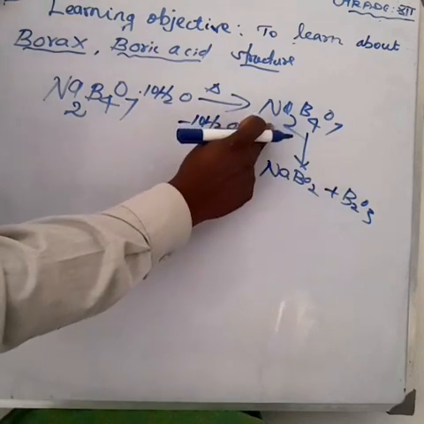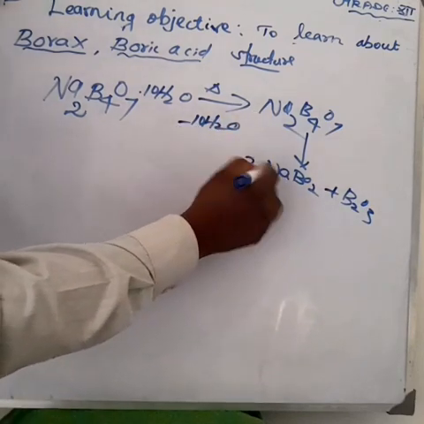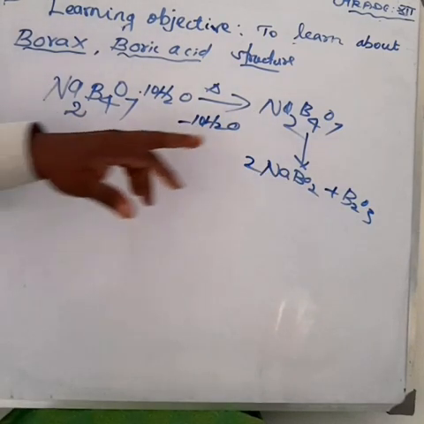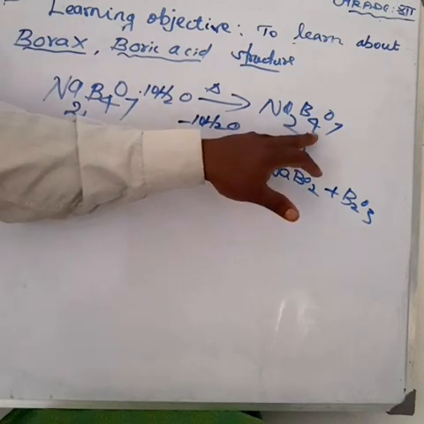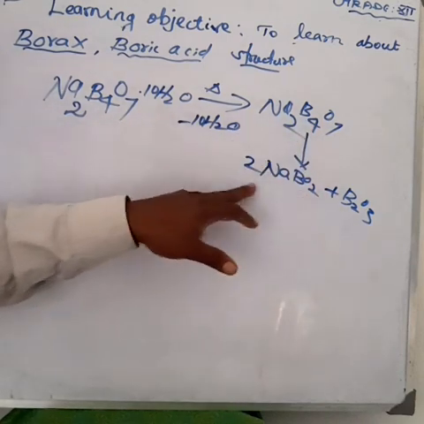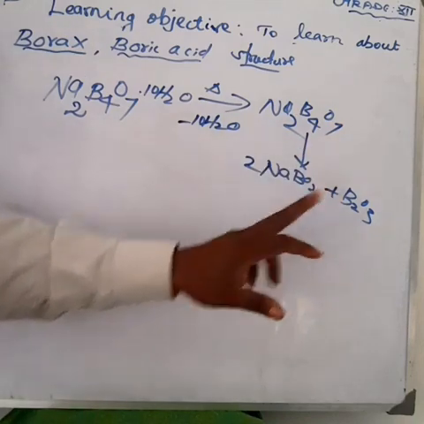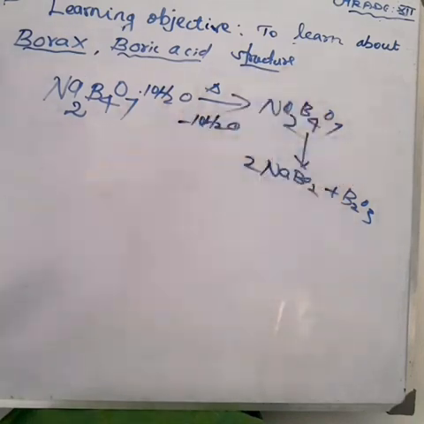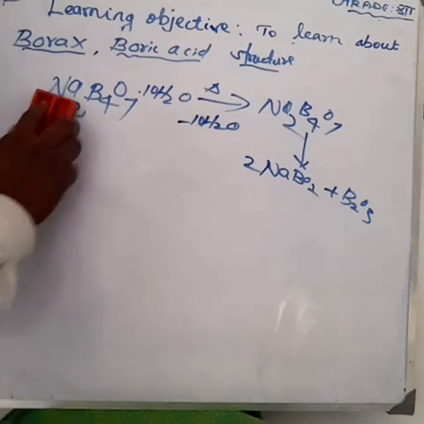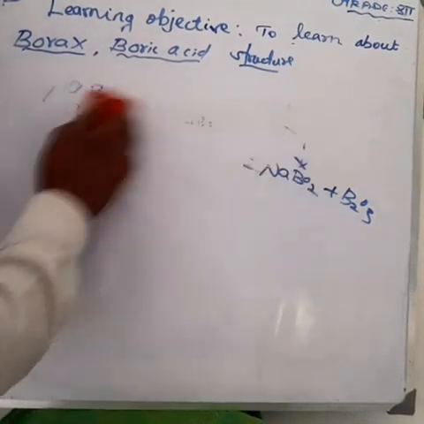So how much sodium is there, my dear children? 2 sodium, so make it 2 here. Boron, here also 2, here also 2. Now it is balanced. What about the oxygen? 2 2s are 4, 4 plus 3 is 7. Here also 7, balanced. Yes or no?